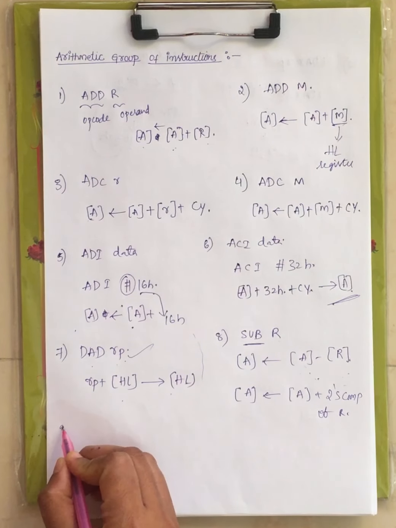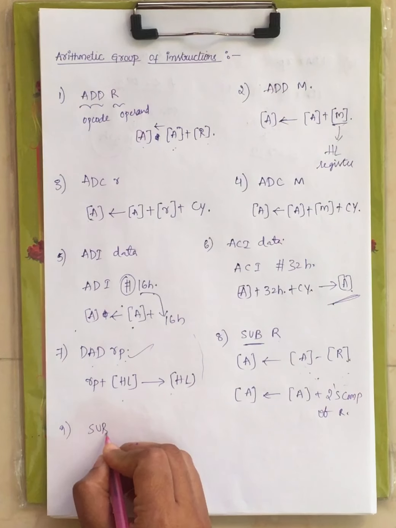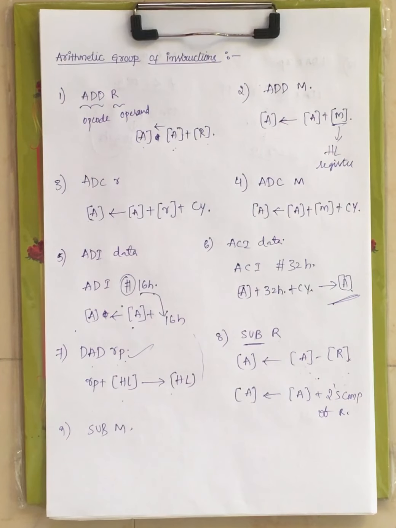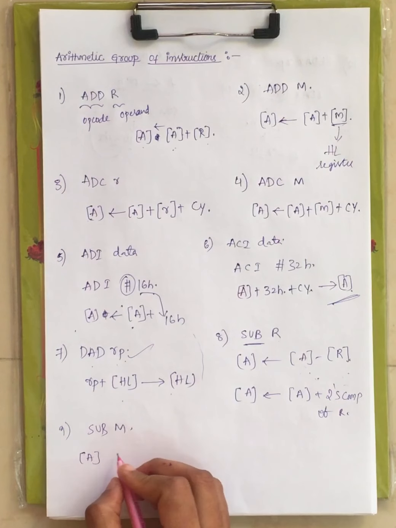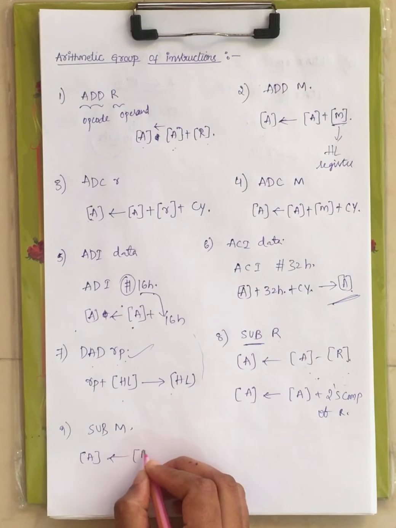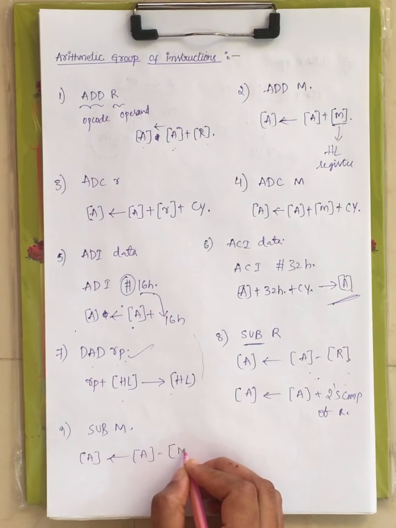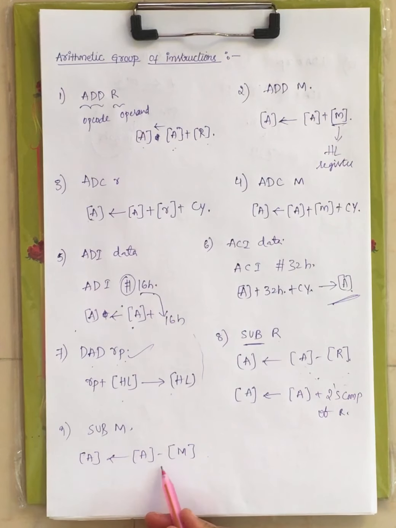Now coming to the ninth instruction, we have SUB M, right? Now the contents of a memory location are subtracted from the contents of the accumulator register, and the result is stored in the accumulator. You are subtracting the memory location contents that are specified within the instruction from the A register, and the result is stored in which register? A register, right?